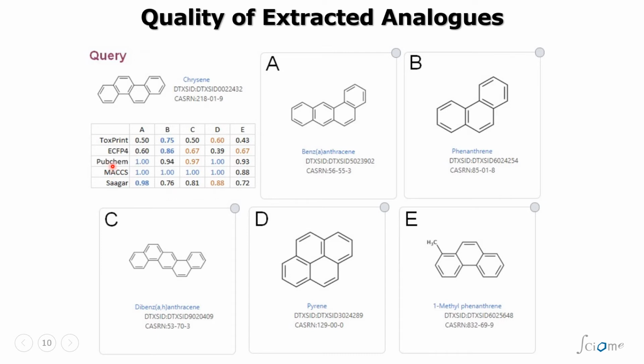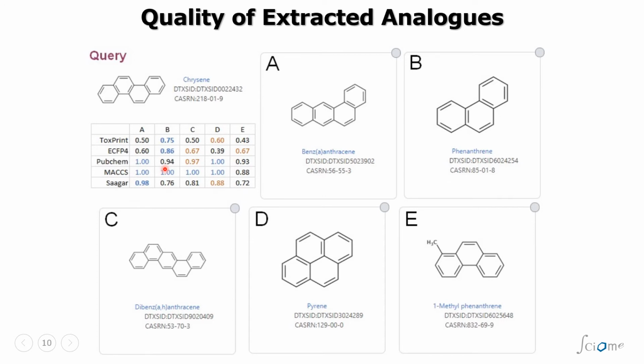What that means is that PubChem and MACCS fingerprints lack features to resolve between number and arrangement of fused rings. If you look at ToxPrint and extended connectivity fingerprints, they pick compound B as the closest compound, and that doesn't even have the same number of fused rings. If we look at Saagar features, they give the highest similarity of 0.98 to compound A, which has the right number of fused rings.